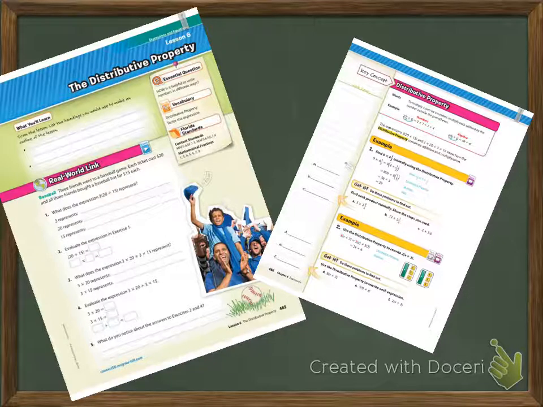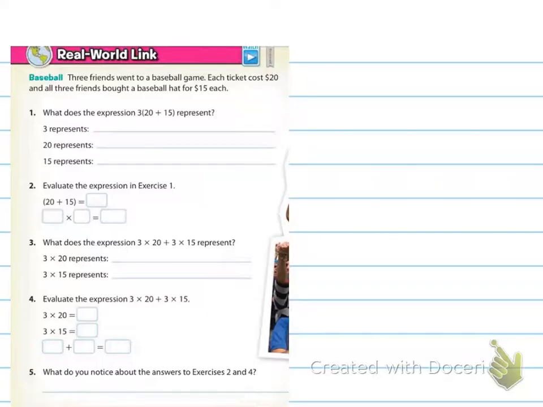All right, so this is what your pages should look like. The first thing that we're going to look at is the real world link. It says 3 friends went to a baseball game. Each ticket cost $20 and all 3 friends bought a baseball hat for $15 each. What does the expression 3 times 20 plus 15 represent? You're going to say what the 3 represents, the 20 represents, and the 15 represents. And then you're going to evaluate the expression. So go ahead and do 1 through 5, and when you come back, we'll go over the answers.